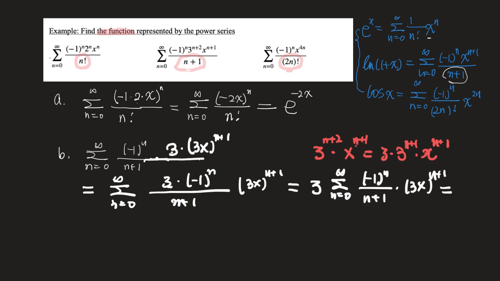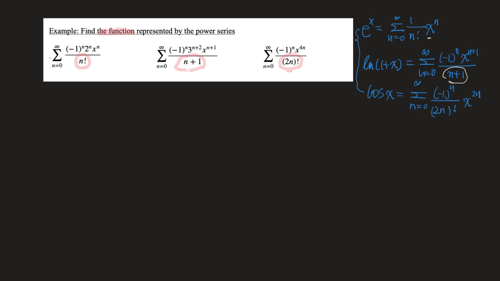This one represents 3 times this one. Only this term represents the ln function. ln 1 plus, not x, 3x. That's how we find the function which represents this power series.